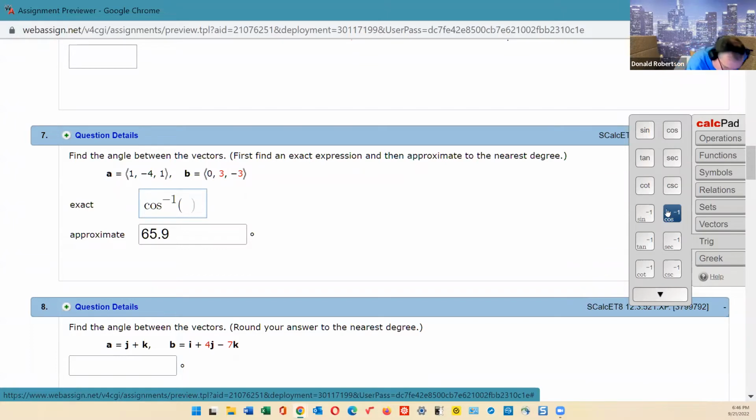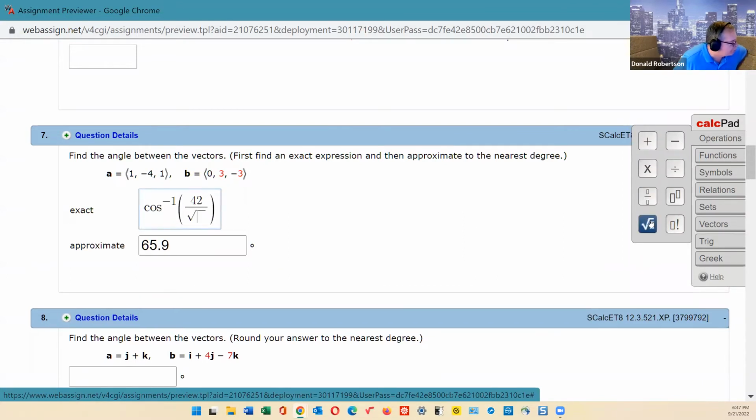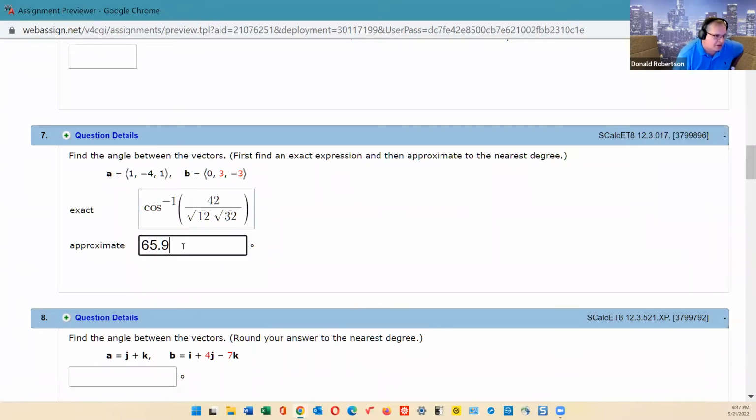So let's just say that the dot product was 42, right? And it was divided by the square root of, let's pretend we know, the square root of 12 times the square root of 32, right? That might be the calculation that we use to get it. I'm just kind of randomly picking one, but do you get what I'm getting at? WebAssign wants it in a very specific way. So that's what it means by exact value. And that's what we got from the calculator, right?